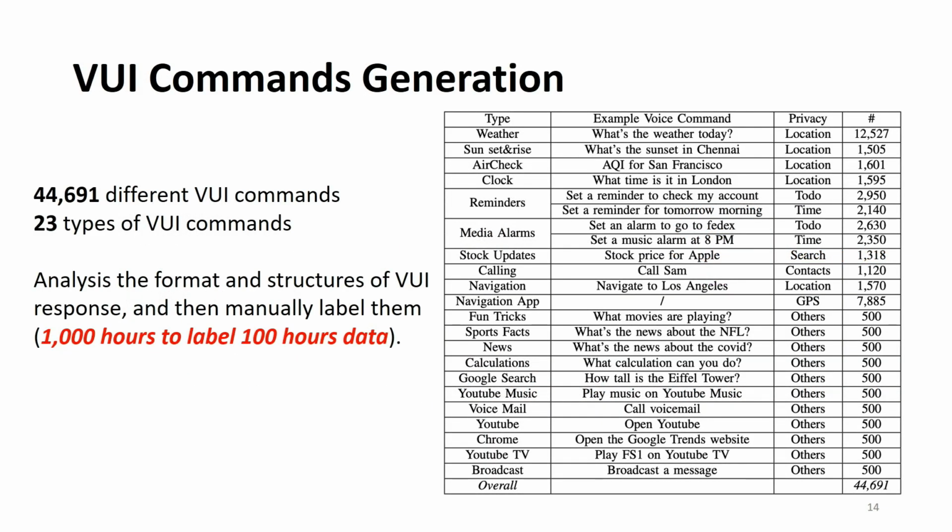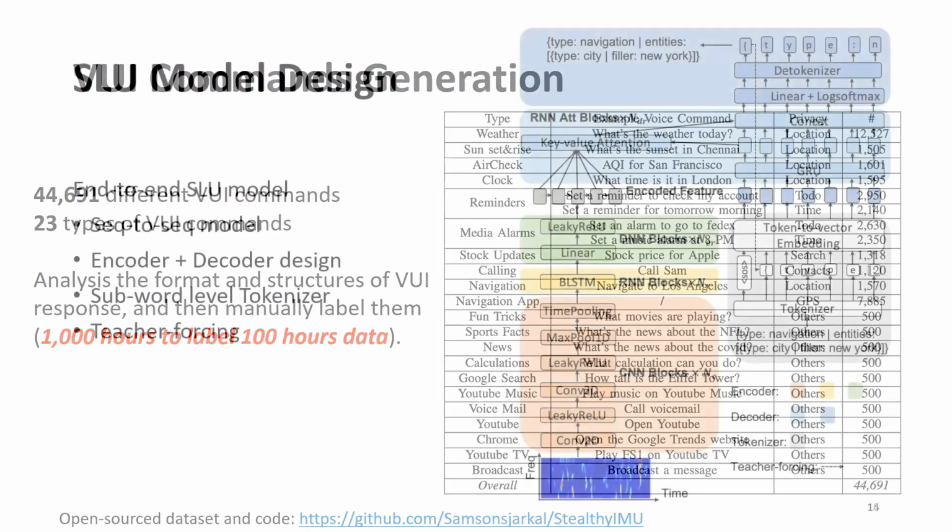Before we designed this model, we collected a very large-scale dataset which contains 45,000 different voice user commands and their replies, from 23 different types frequently used with the Google Assistant. We analyzed all the formats and structures of these replies and manually labeled their private information. It took us about 1,000 hours to do it. We open source all of the code and the dataset in our GitHub repo.